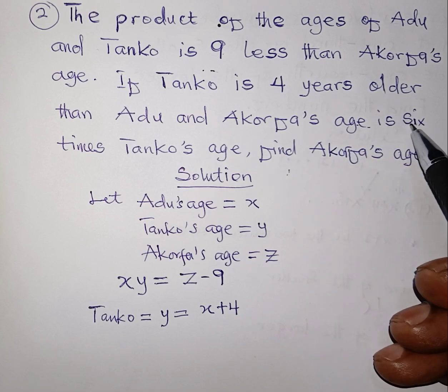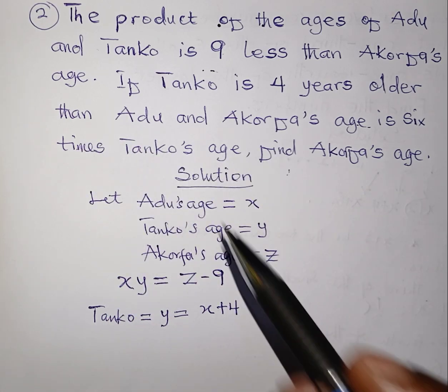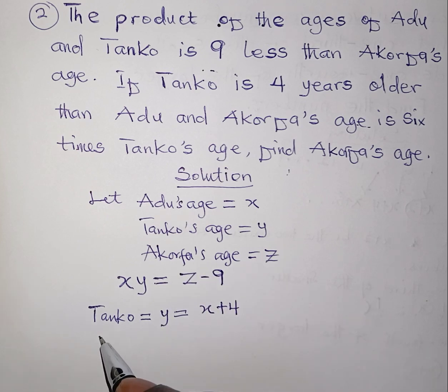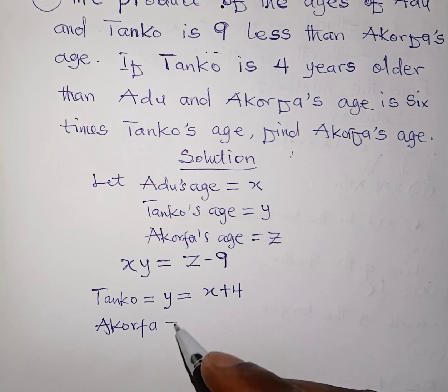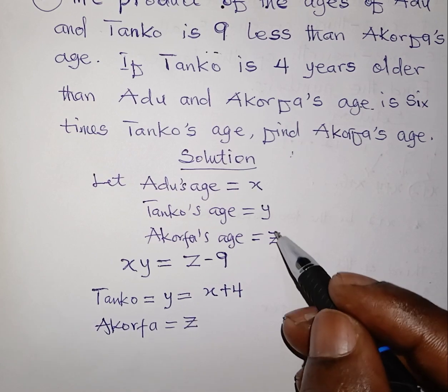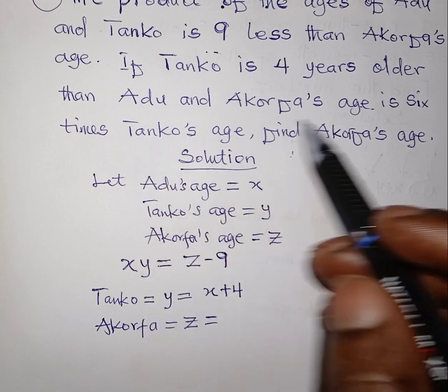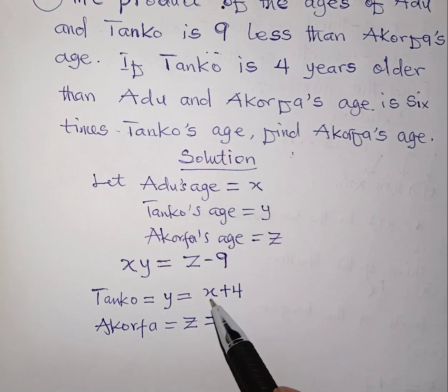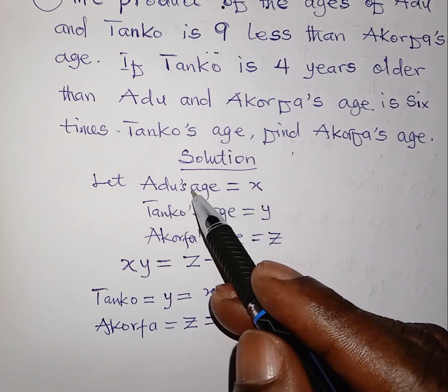Then if you further continue, it also says Akufe's age is 6 times Tanko's age. So what is Akufe's age? We know that Akufe, who is Z years, as I use to represent them, is 6 times Tanko's age. And what is Tanko's age? We are saying that Tanko's age is X plus 4. That is 4 years older than Edu's age.